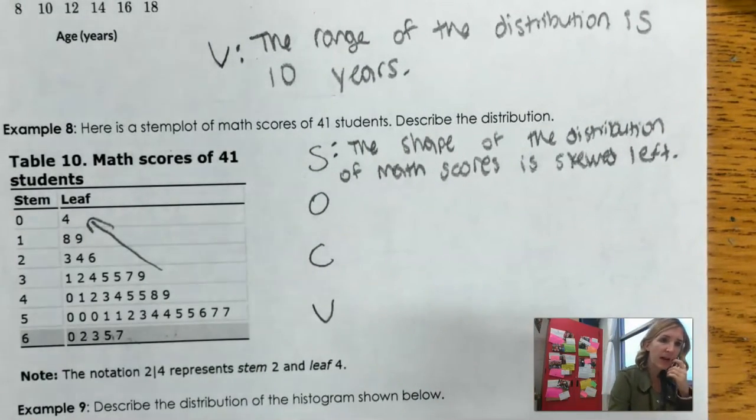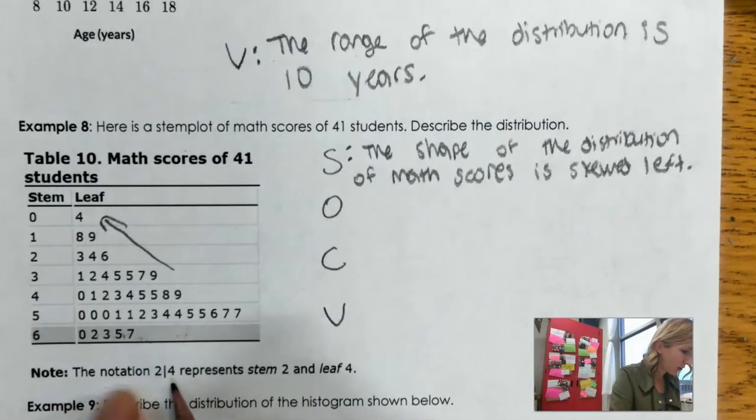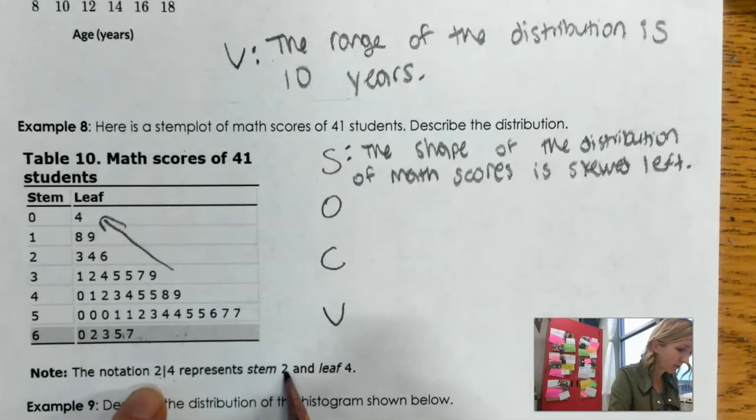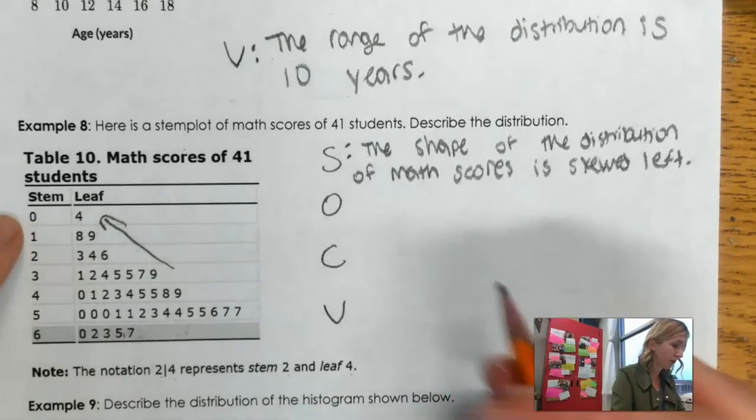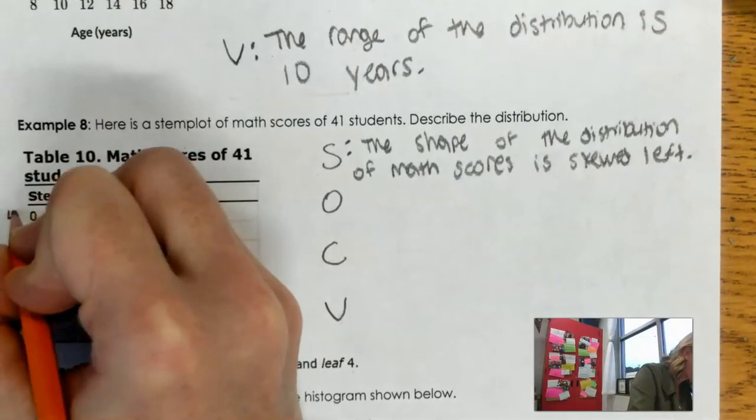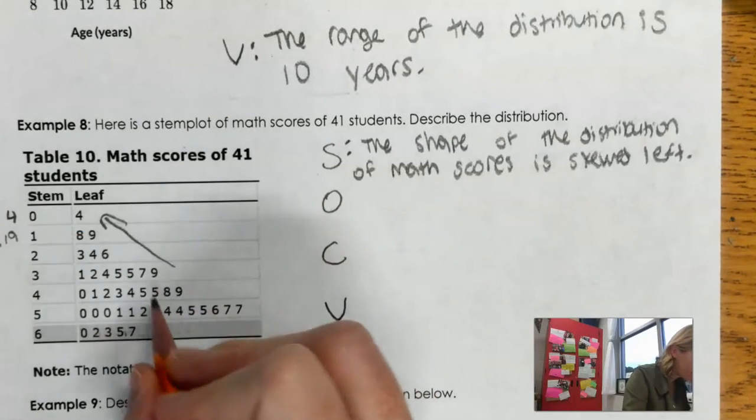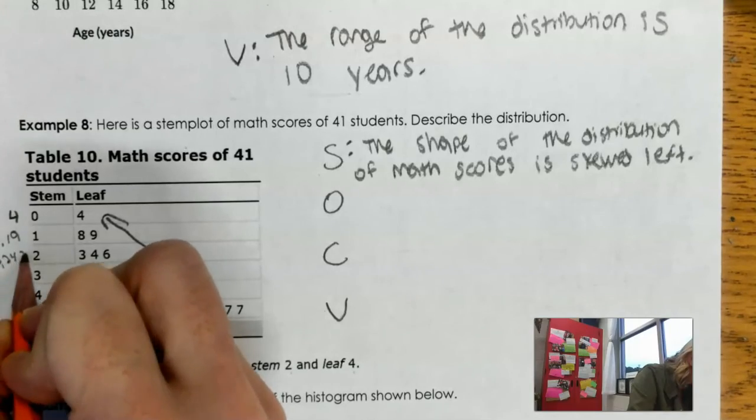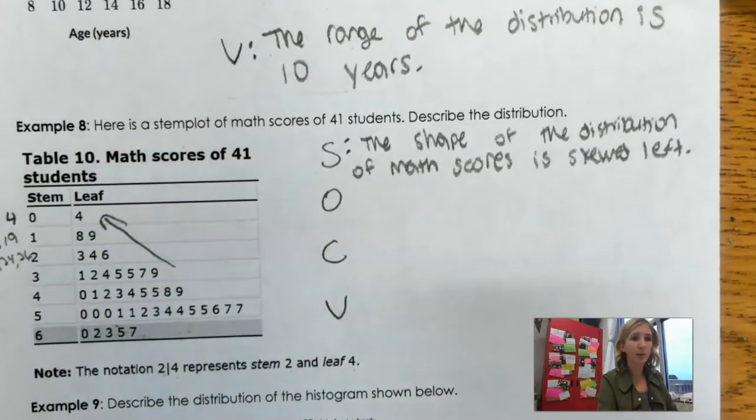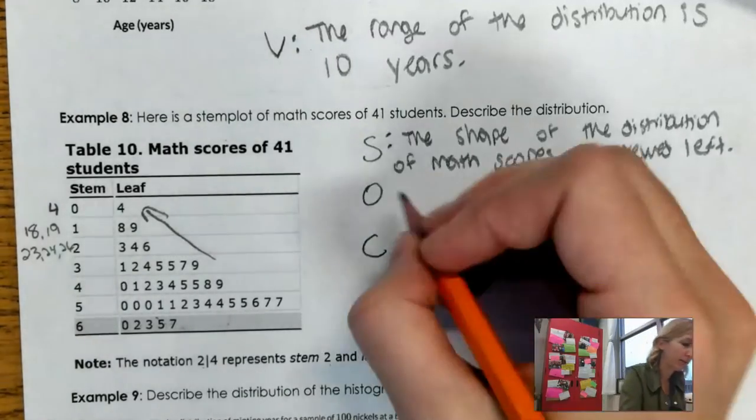O is outliers. All right, so looking at this, we're going to see that the stem and leaf notation represents 2 and 4, so 24. So math scores of 41 students. It looks like my first score is 4. My next 2 scores are 18 and 19. And then I keep going, 23, 24, 26. So I'm thinking 4 could be a potential outlier. We haven't learned the calculation yet. Don't stress. Let's just mention that there's a potential outlier.